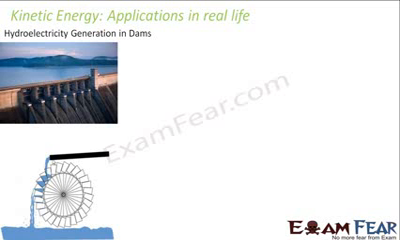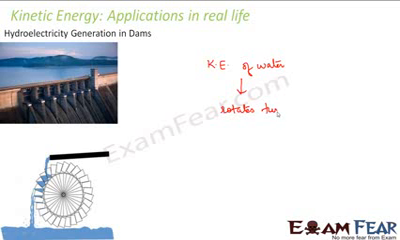So when the water falls with high speed on this turbine, it rotates the turbine like this. The water keeps falling and the turbine keeps rotating. So because of the kinetic energy of the water, the rotation of the turbine is possible, and because of the rotation of the turbine, electricity is generated. Right? So what happens in hydroelectric dam? Kinetic energy of water, what does it do? It rotates the turbine and electricity is generated. Right?